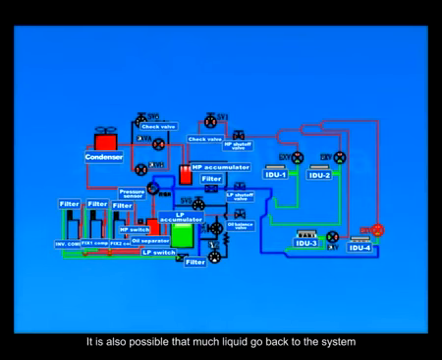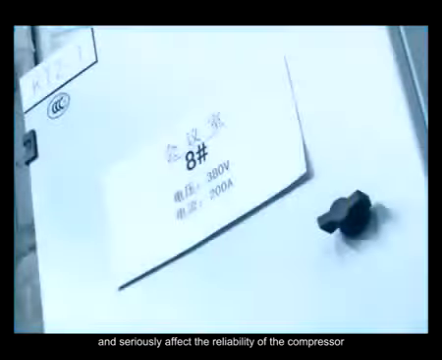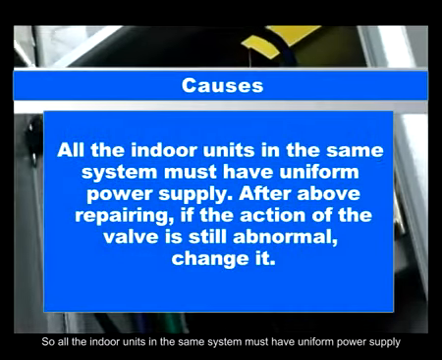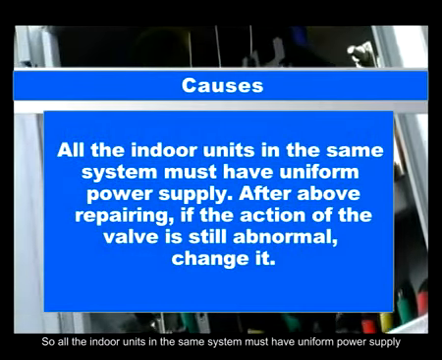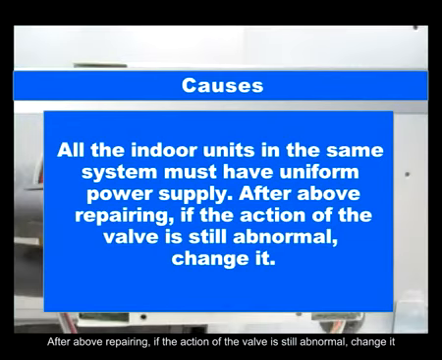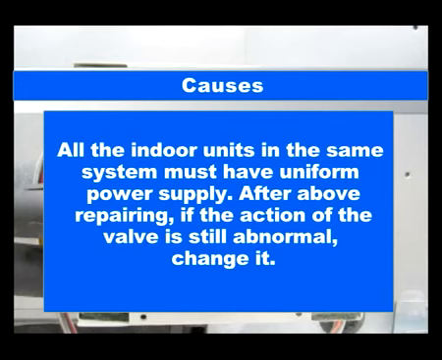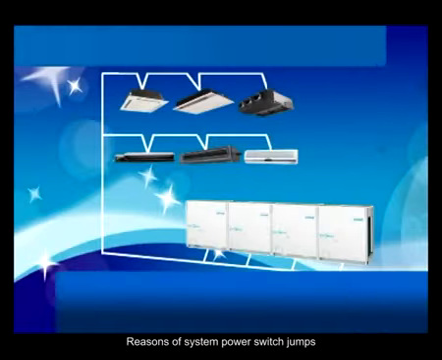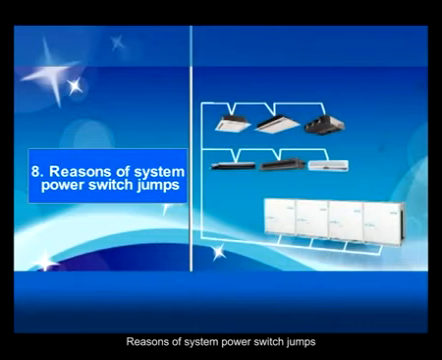It is also possible that much liquid goes back to the system and seriously affects the reliability of the compressor, so all the indoor units in the same system must have uniform power supply. After the above repairing, if the action of the valve is still abnormal, change it. Reasons of system power switch jumps.